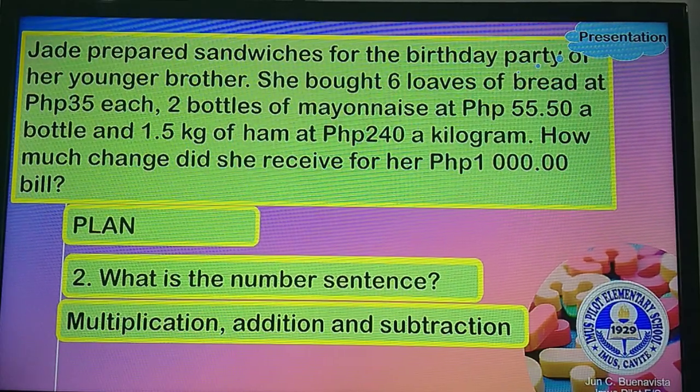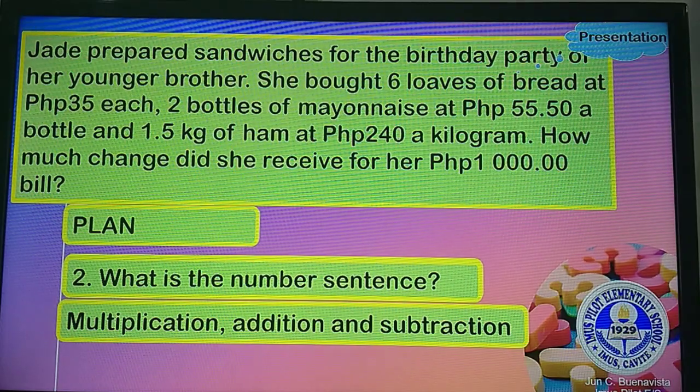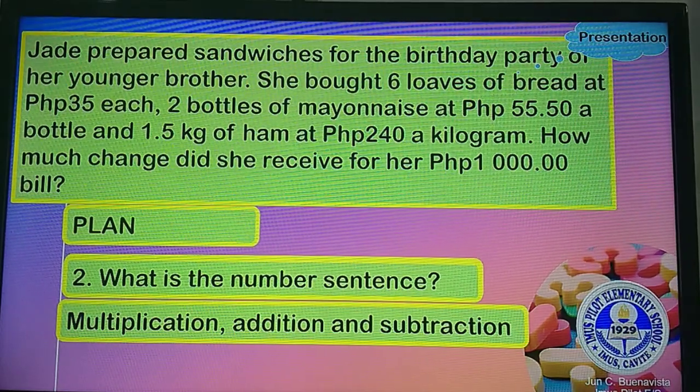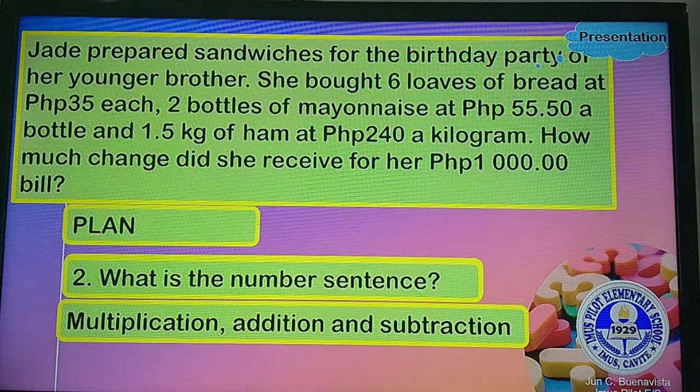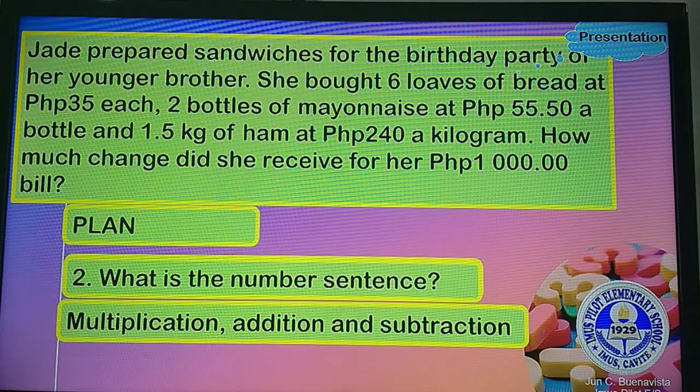Under the plan, you are going to know what the number sentence is. Giving the number sentence is one way of translating a word problem into a mathematical sentence. It is a word problem, but we translate it into a mathematical sentence in order to make it easier for you to solve the problem. So what is the number sentence in this problem? We are going to use the given facts.